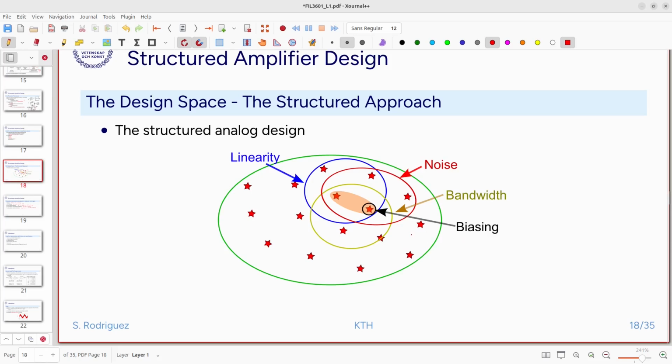So we handle most of these problems as if they were orthogonal. We solve the noise problem, we solve the linearity problem, then we solve the bandwidth problem at the end. When it is solved, we have only a number of solutions that accomplish these conditions. Then we apply biasing techniques for the implementation of the biasing. So we do this in a structured way.